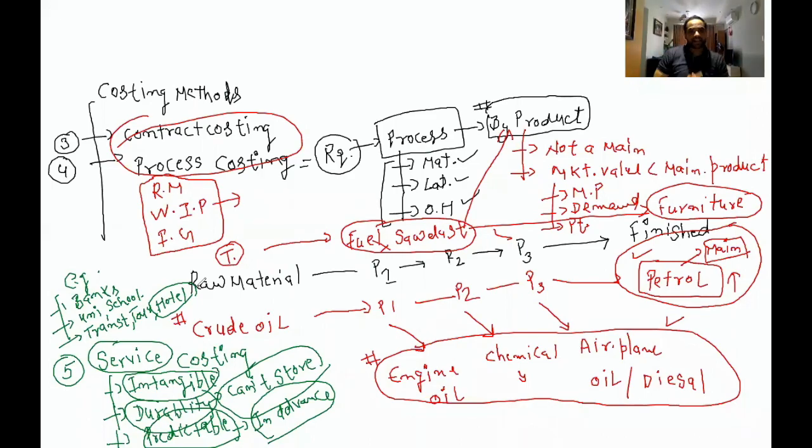So these kinds of businesses provide intangible products or services, and they apply the service costing method. So that's the idea behind your second session. The second session is finished, which is the different types of management accounting.